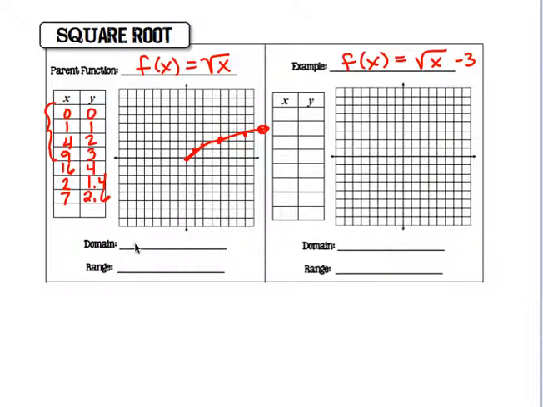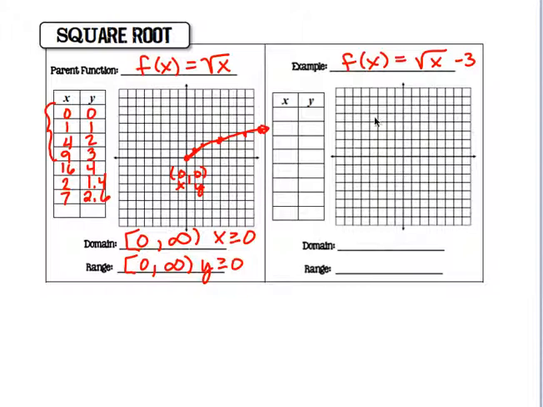Your domain is going to be from 0 to infinity. And the reason why is because the starting point is (0, 0). So the x value is 0, y value is 0. So the domain is x is greater than or equal to 0. And the range for this one happens to be the same thing because the y value is 0. So the range is y is greater than or equal to 0.